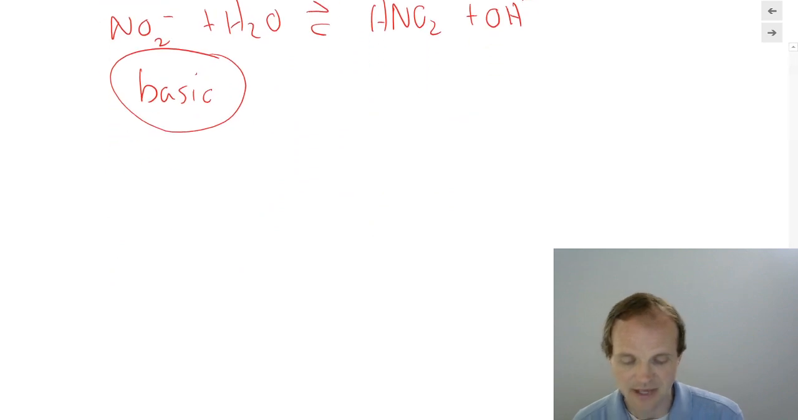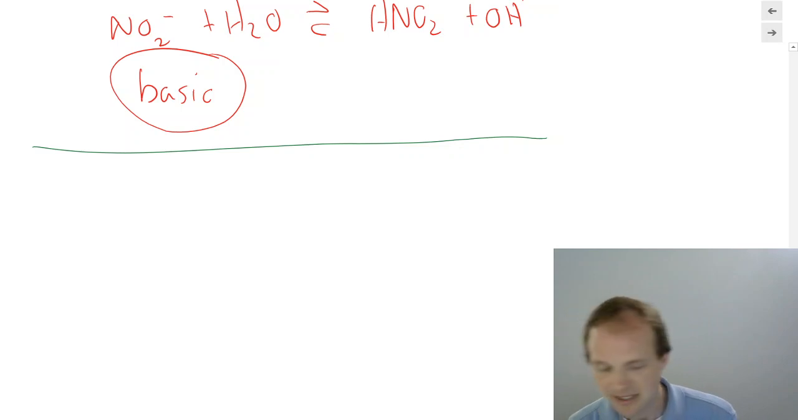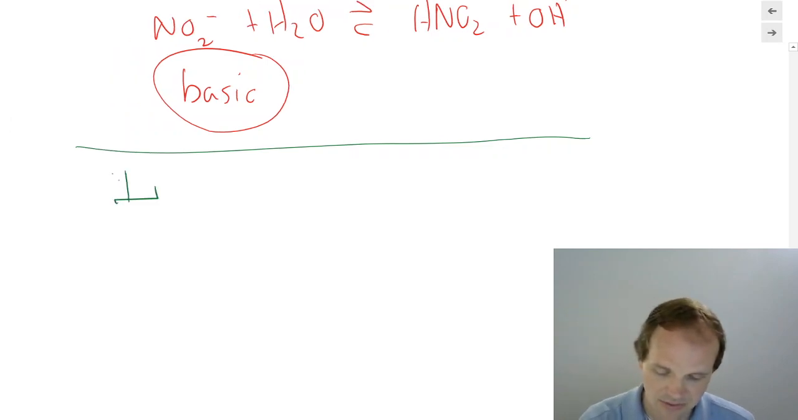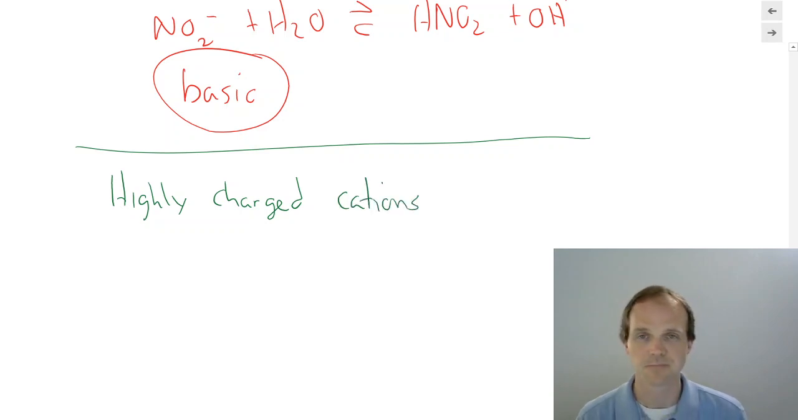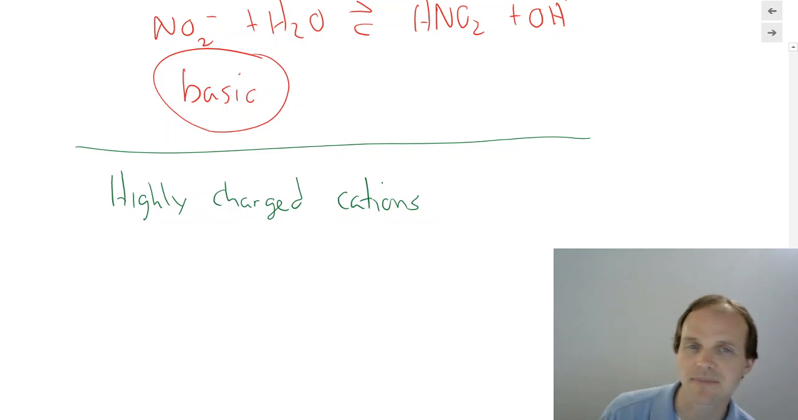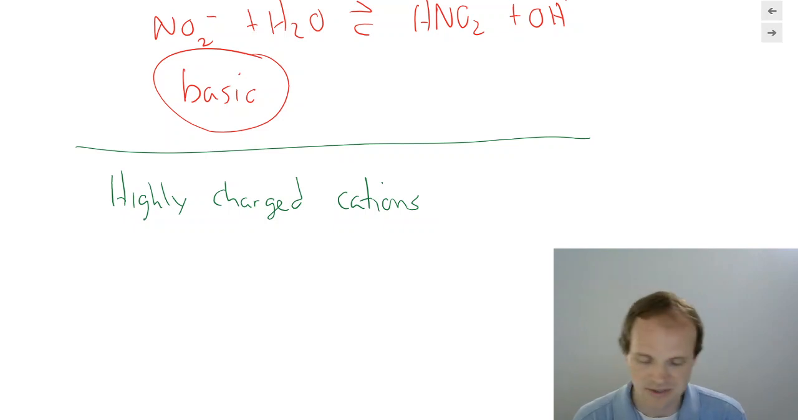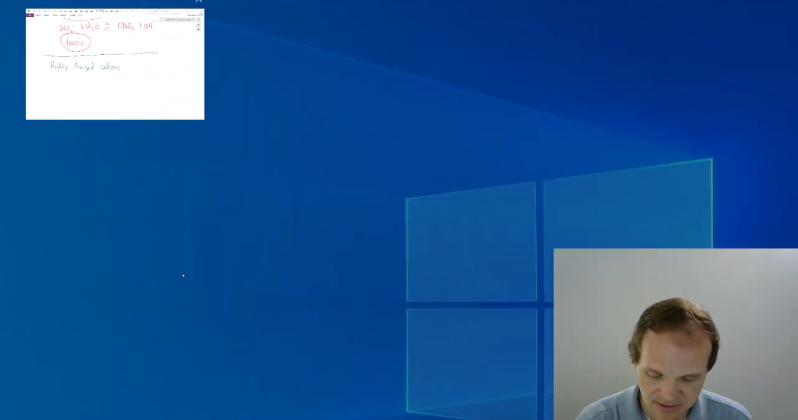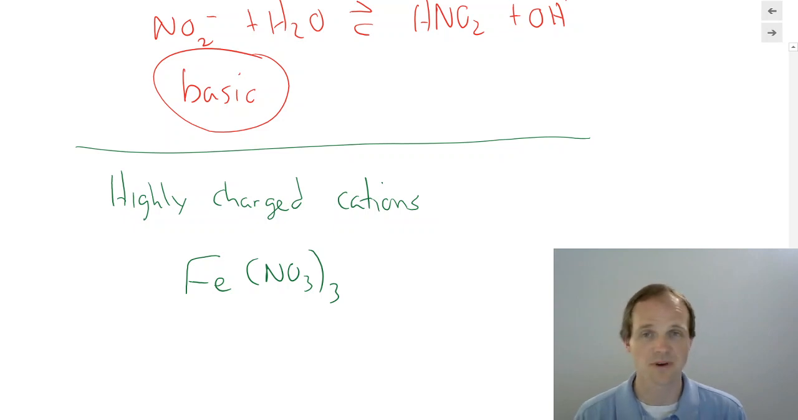All right. Now, what's another way of getting an acidic solution? Another way of getting an acidic solution is with highly charged cations. Now, why would a highly charged cation give you an acidic solution? That seems a little bit strange. So let's go ahead and use an example. We're going to use an example of iron 3 nitrate.